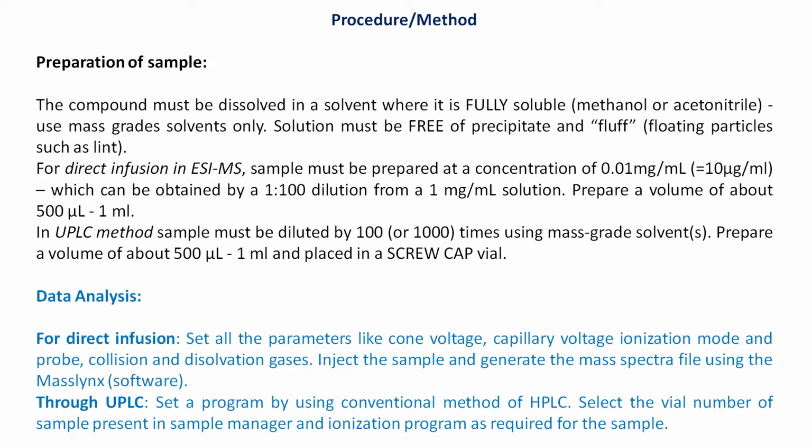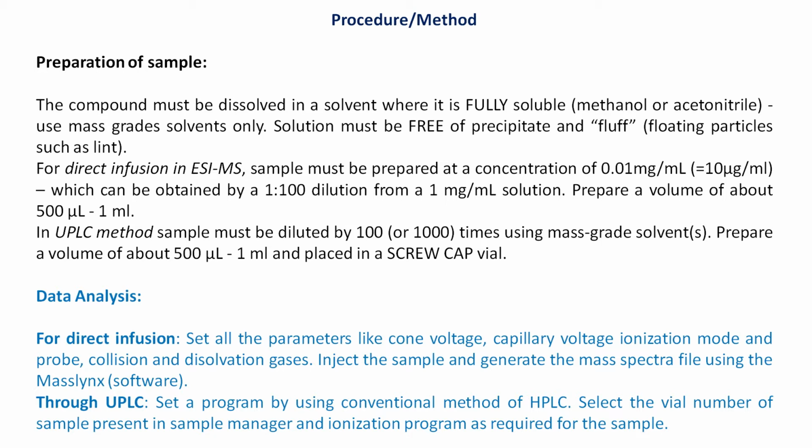For ESI-MS, where we are directly infusing the sample in the machine, the concentration of the sample should be 0.01 milligram per ml. But if you are using UPLC, which is already connected with the machine, you can dilute your sample up to 100 to 1000 times in mass grade solvent.